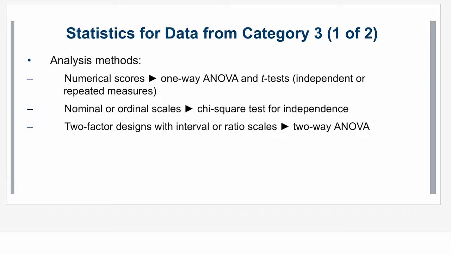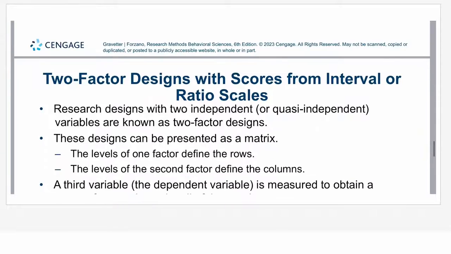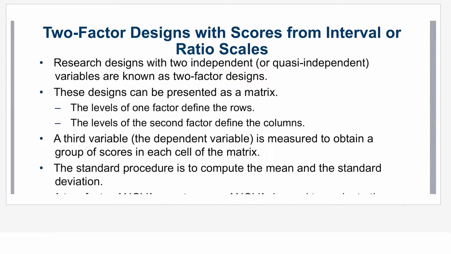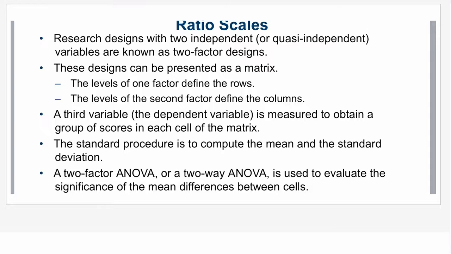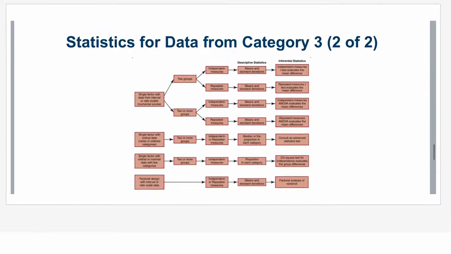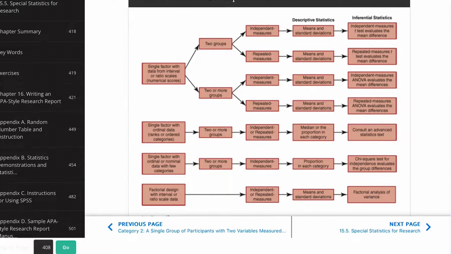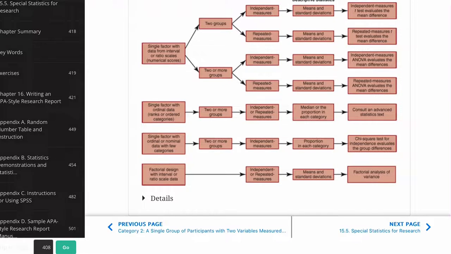I forgot to go back and show you guys the slides for what I was talking about. This is for numerical scores, the one-way ANOVA or the t-tests; the nominal or ordinal scales use the chi-square; and the two-factor design with interval or ratio scales is that two-way ANOVA. And then this is what I was just talking about with the two-factor designs with the scores from interval or ratio scales, where it's walking you through that process. But we talked about this when we talked about factorial design, so this is really just a review of that process. And then there's the flow chart, but we're going to go to this one instead so you guys can see it better.